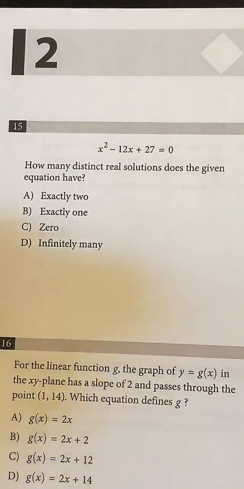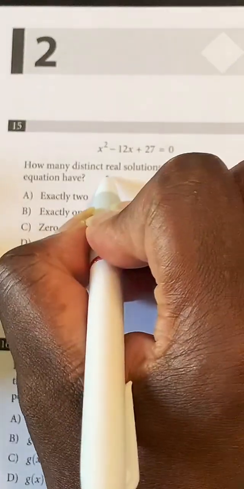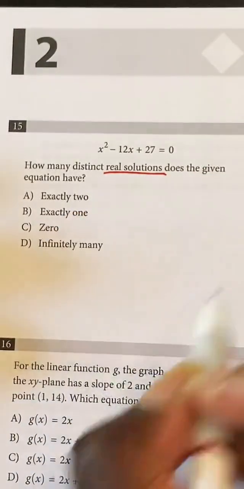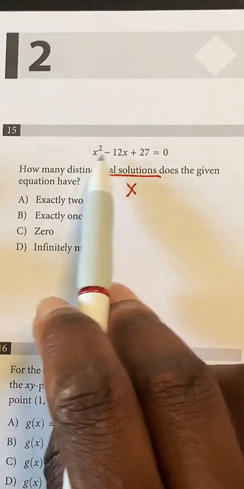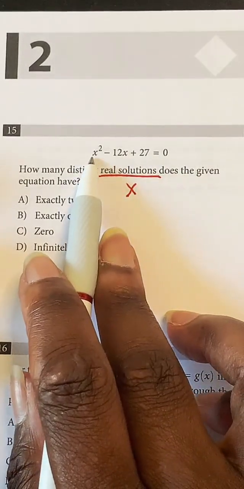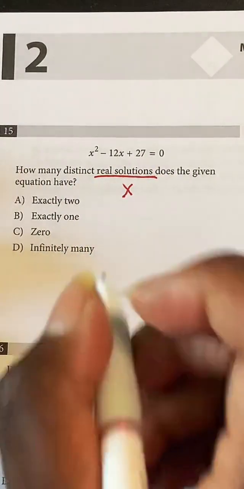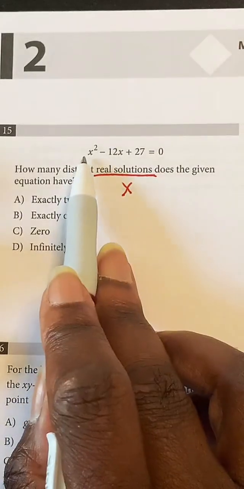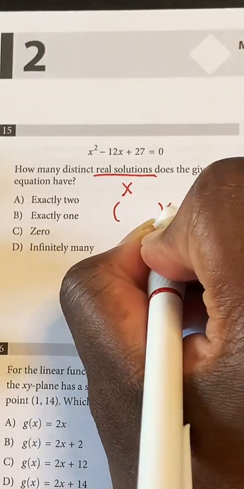All right, so right here, they want to know the real solutions. Anytime they say real solutions, they're talking about your X values. They want to know what in particular you can put in here for X. So this X squared minus 12X plus 27 can be factored. Since my leading coefficient is 1, I can go ahead and split my X's.